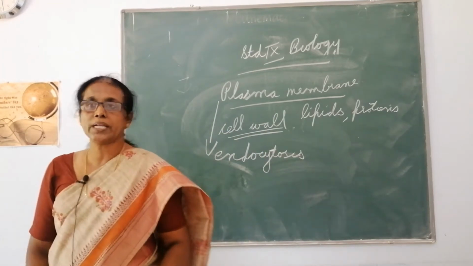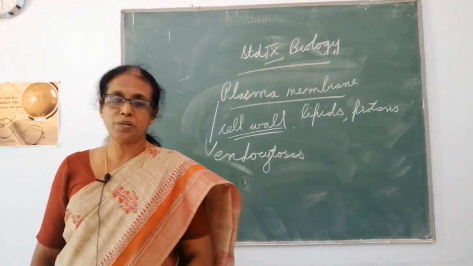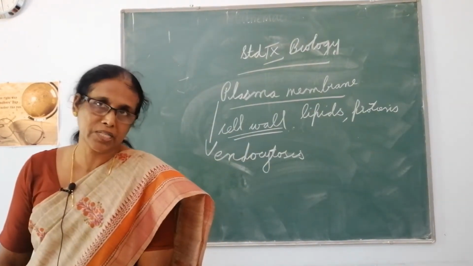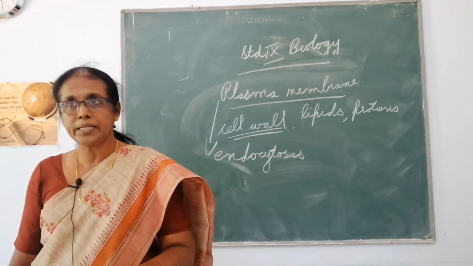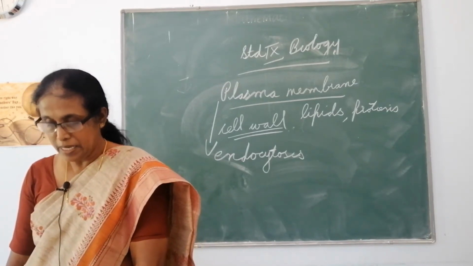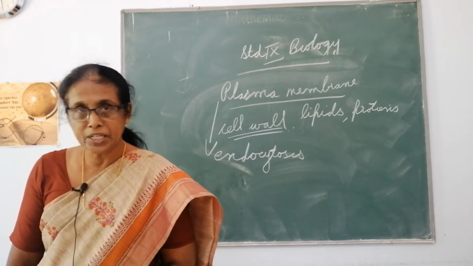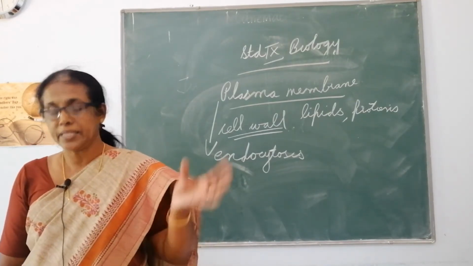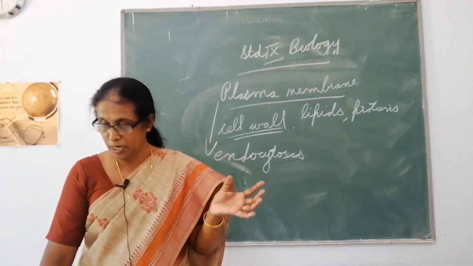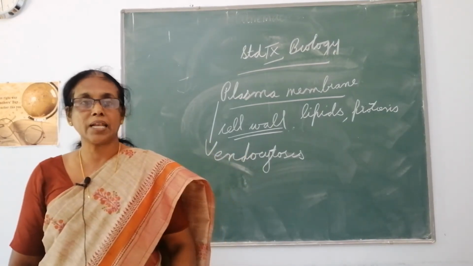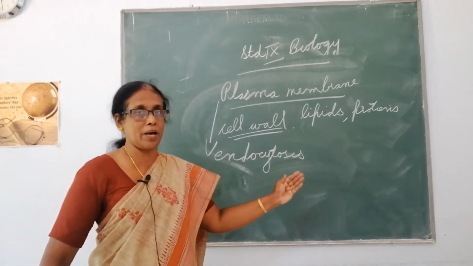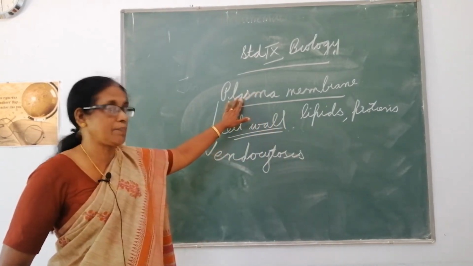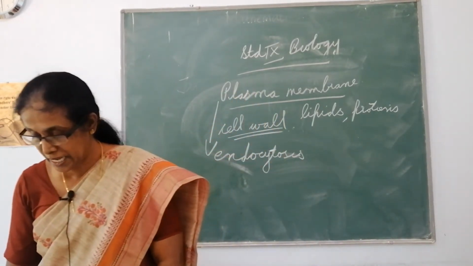So, in the smaller classes, you studied the difference between plant cell and animal cell. See, what is the main difference in plant cell? In plant cell, in addition to the plasma membrane, there is another covering and that is known as the cell wall. The cell wall always lies outside the plasma membrane. Around the plasma membrane, you can see the cell wall.